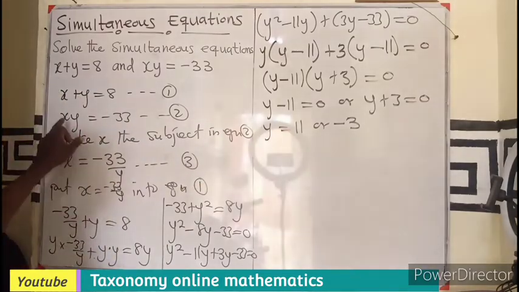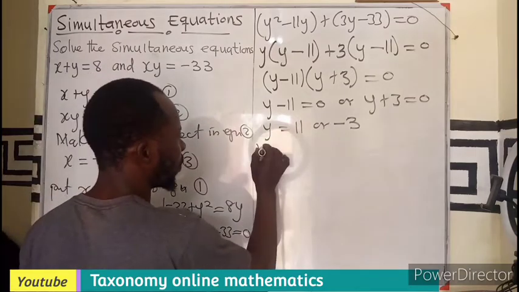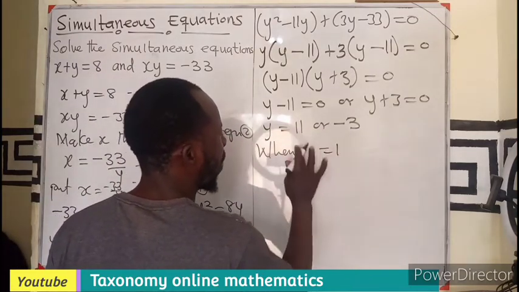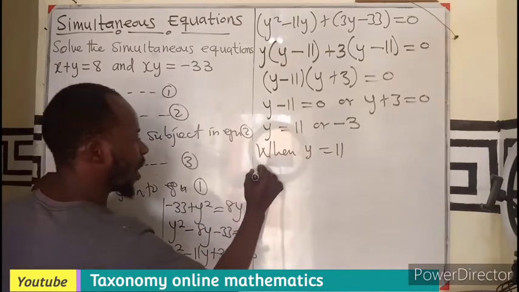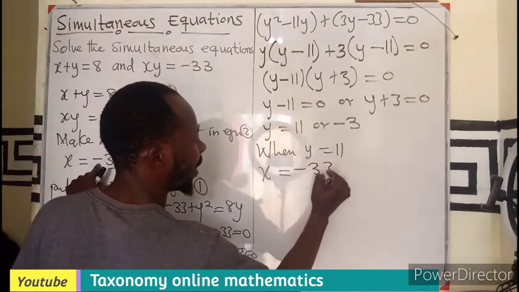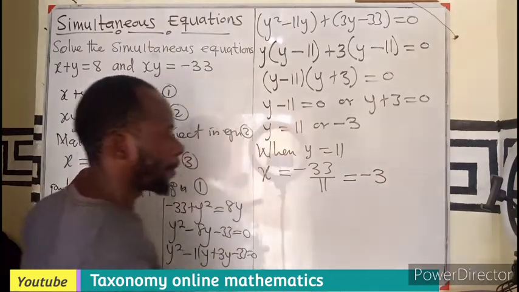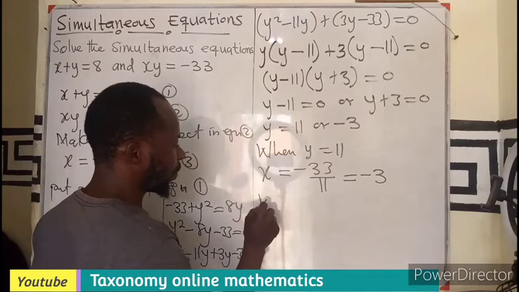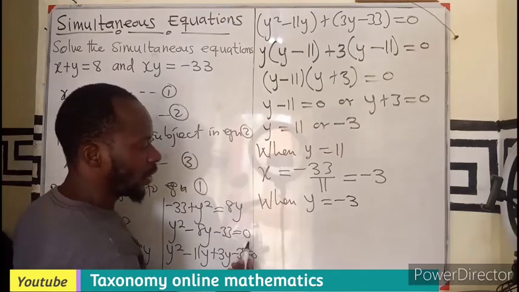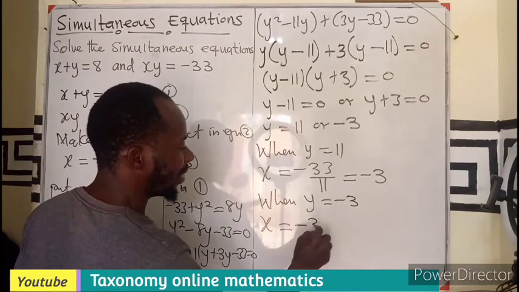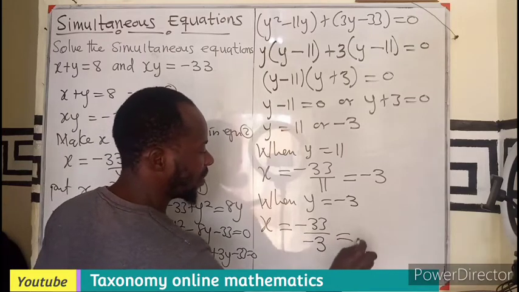Now we need to get the value of x. We take it this way. When y equals 11, what will be the value of x? That is putting into equation 3. You are going to have x equals minus 33 over y, which is 11, and that will give us a value of negative 3. Then let's take the next one. When your y is equal to minus 3, what will be the value of x? x will be equal to minus 33 over our y, which is minus 3, and that will give us 11.